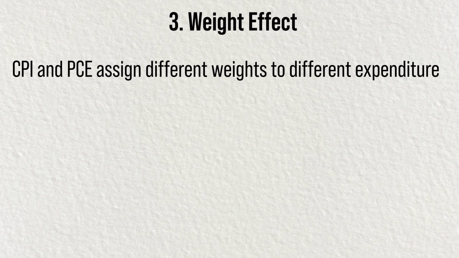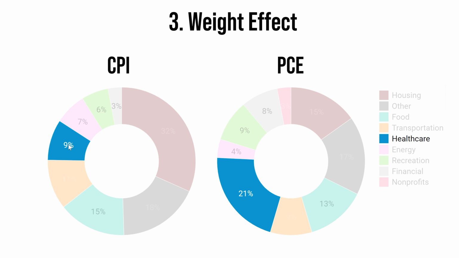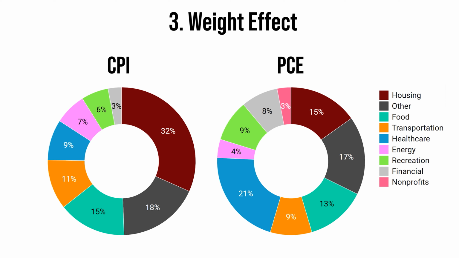The weight effect happens due to different weights assigned to various types of expenditures. For instance, the PCE includes healthcare expenses made on behalf of consumers. For this reason, it weighs healthcare more. At the same time, the CPI has a higher weight for housing expenses. Similar weighting differences happen in other categories, as you see here. For example, housing costs went out of control in the last several years. Therefore, it has been the major contributor to the divergence between the CPI and the PCE.